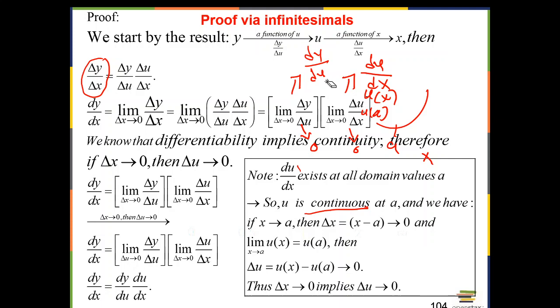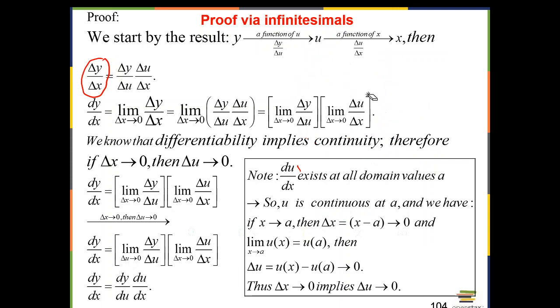Dy du. And we prove that chain rule. All right, this is just one of the proofs of chain rule, and it's called proof via infinitesimals. There are many other ones. If you search and go to Wikipedia, you can find at least 3 or 4 more proofs. Okay, that's just probably the easiest one.